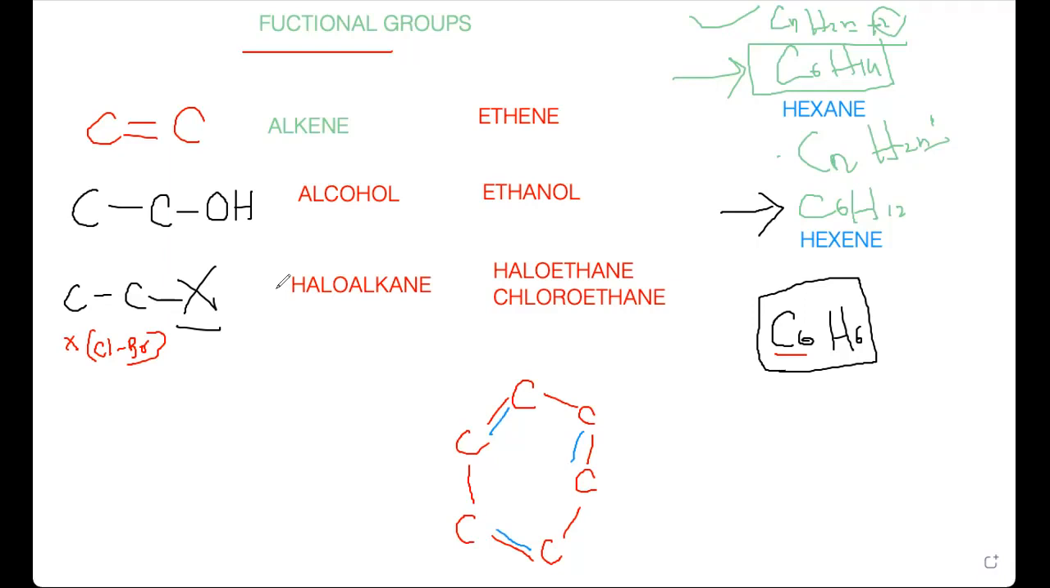But this is a ring structure. For example, let me show you. This is the first carbon, and this is the last carbon. And now you can see the first and last carbon are making a bond together. So they don't need hydrogen. They are making a bond together to minimize the requirement of hydrogen. That's how I could make it easy for you.